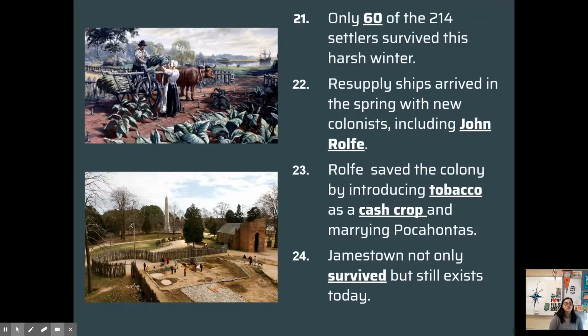So look at this first one here. Only 60 people out of 214 survived this terrible winter. That's about 28% of the population. So when these new ships come, they come with a man named John Rolfe. John Rolfe ends up marrying Pocahontas. He also introduces this cash crop of tobacco to the area as well. Jamestown did survive just barely, and it does still exist today.